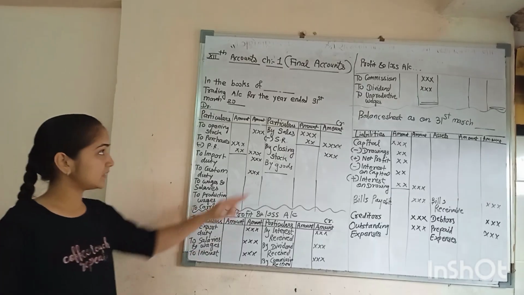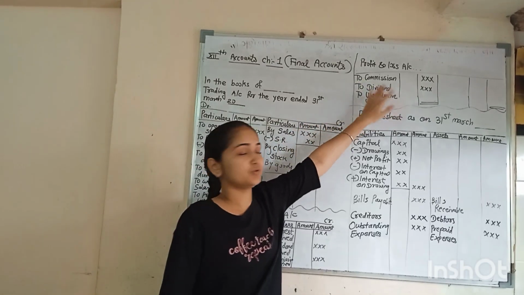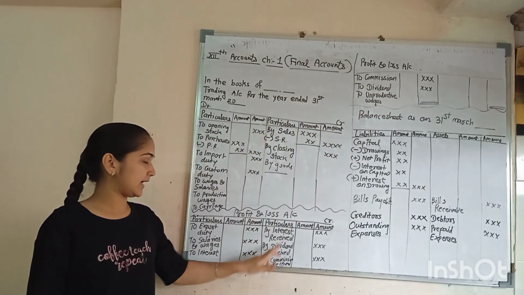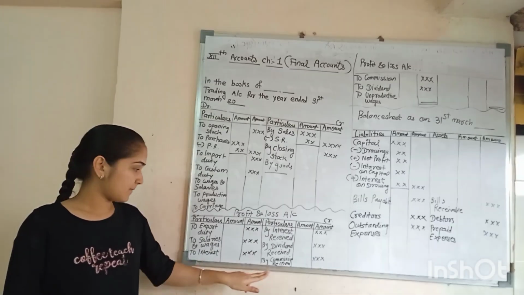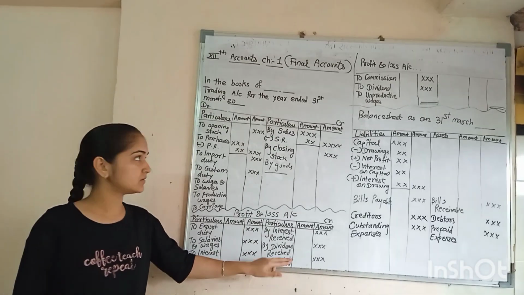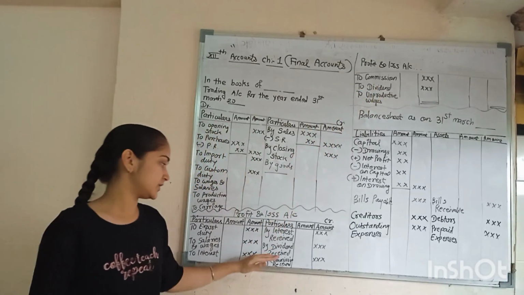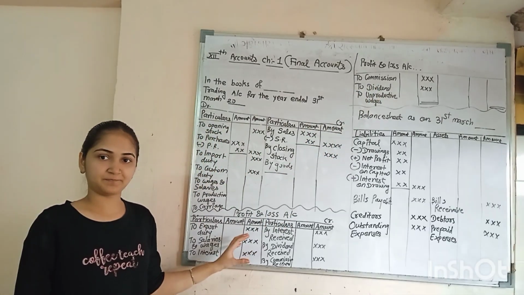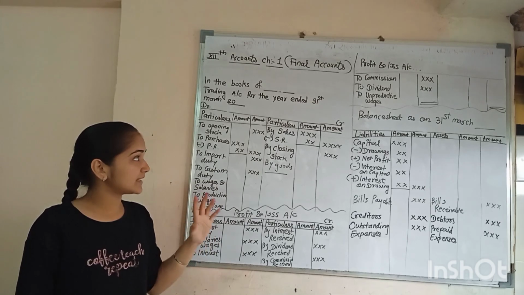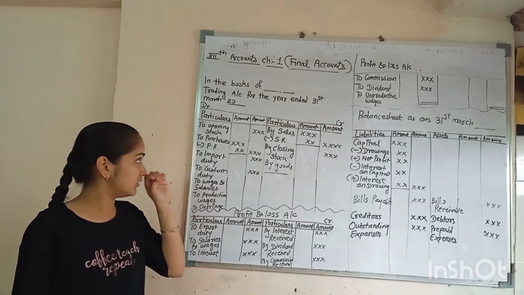Okay. Now the next one I have continued here is commission, and on the opposite of this, by commission received. Then I have written dividend on the debit side. Opposite of this is dividend received. Okay. And the next one is very important.